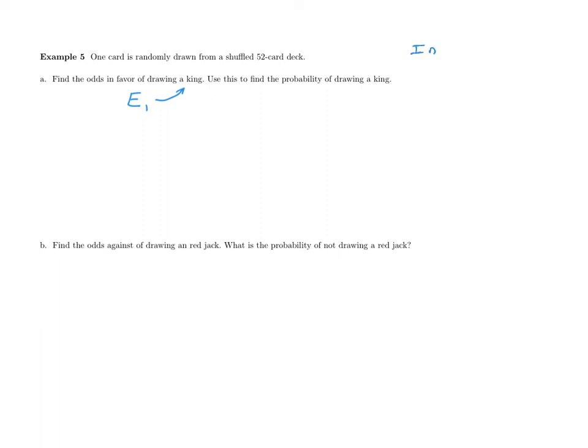So when you say odds in favor, we mean the probability that it does happen compared to the probability that it does not happen. Let's compute those two things. What is the probability that you will draw a king? Well, there are 4 total kings out of 52 possible cards. And when we reduce this, it is 1 over 13, which is our probability.